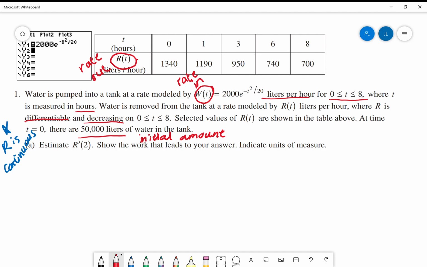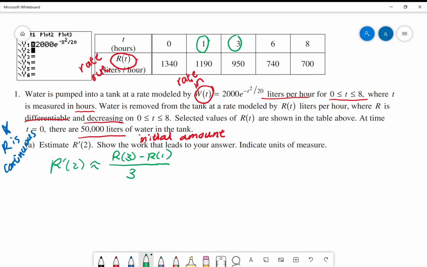Whenever you see R prime, the reaction is let's derive, plug in the 2. However, there is no function for R of T in this question, so we're going to have to estimate it by using the average rate of change. And what we do is find two values of T that are closest to 2 and sandwiching 2 from the table. And we have 1 and 3 here. Use the approximation symbol. And let's look at the difference between the two rates, the rate at 3 and the rate at 1. That will be your numerator.